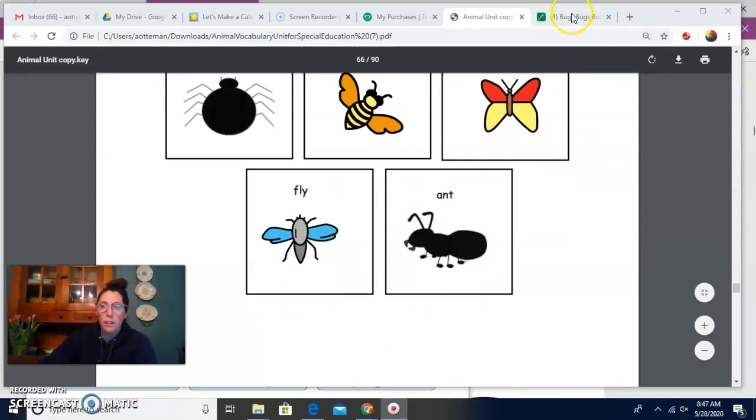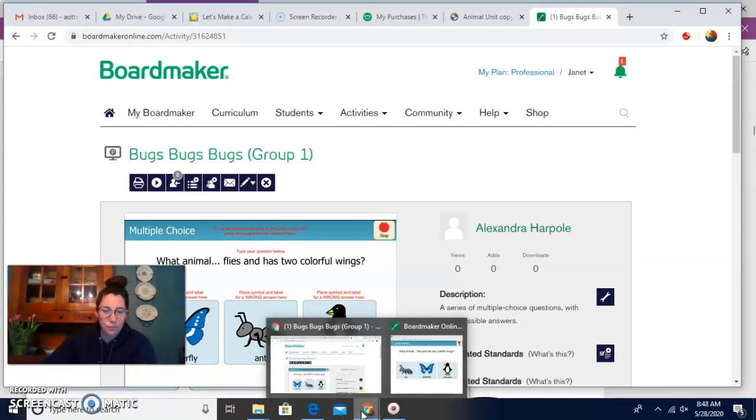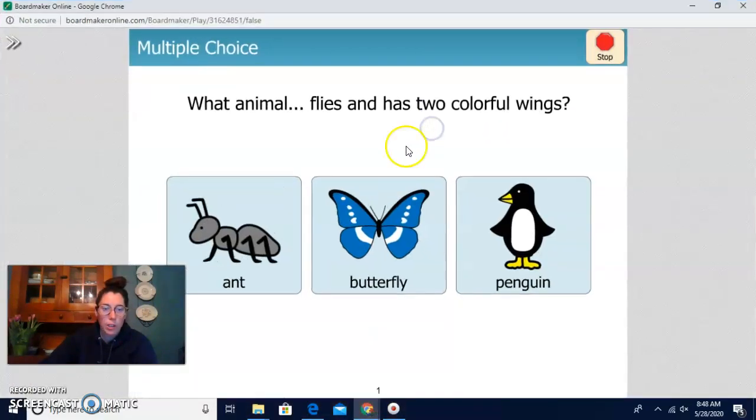Great. Now let's go to Boardmaker. I'm going to read this to you and we're going to decide which one is the best answer, okay? This says, what animal flies and has two colorful wings? So we can think, can an ant fly? No. Does a butterfly fly? Yes, and it has colorful wings. This is a penguin. Penguins cannot fly. So the answer is a butterfly.